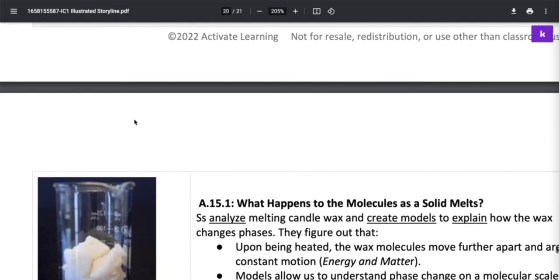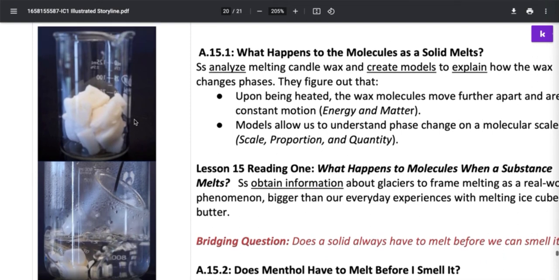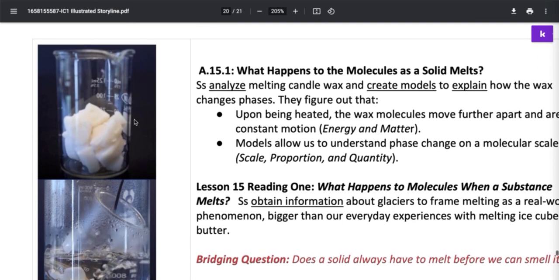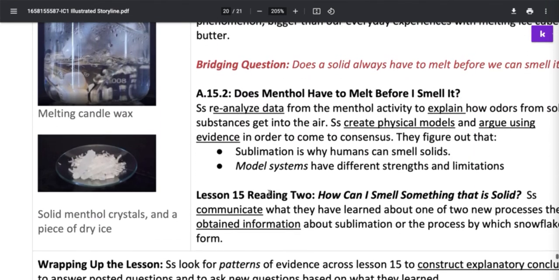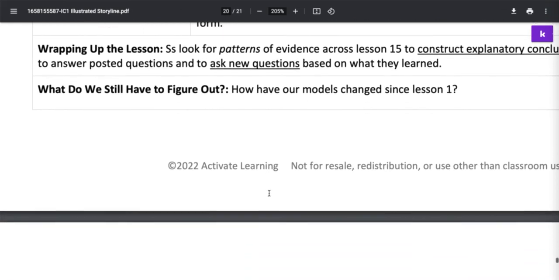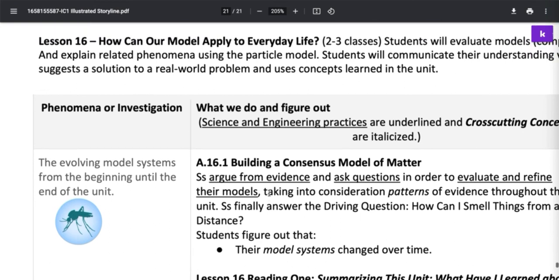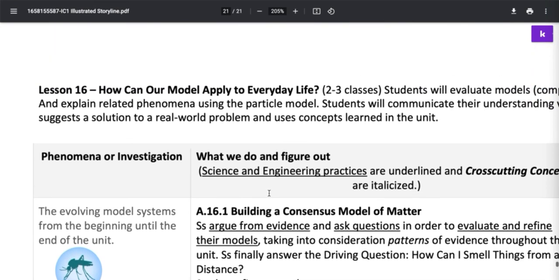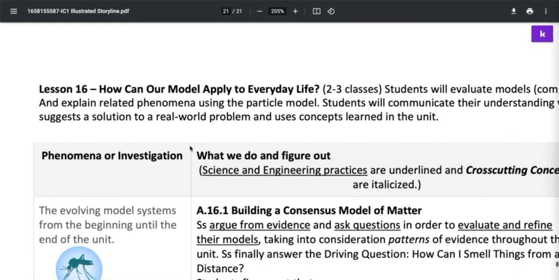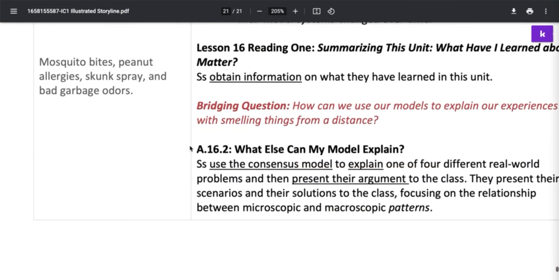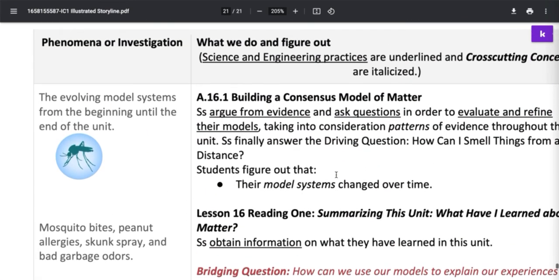All right, and then, I've never actually done this one before. I've never done this one with wax, but basically at the end here, 15, maybe 16, you're trying to take these models and get back to answering the question, like, how do we smell things from a distance? And so that's what I've always ended with. I've actually never done this mosquito thing. I don't know about this, so I'm not sure about that part.